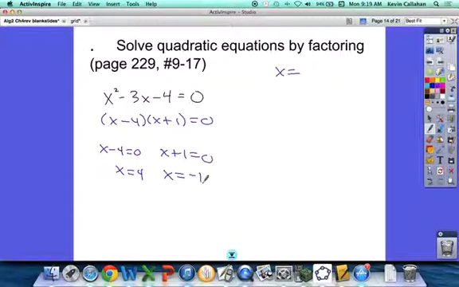Solve it like that. Or if you recognize it at this point, just what number would I plug in there that would make this factor 0? 4 minus 4, 0. Negative 1 plus 1, 0. That's it.